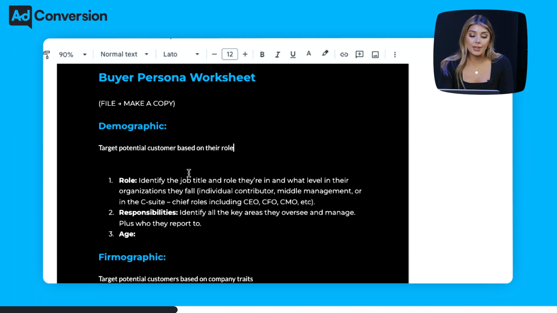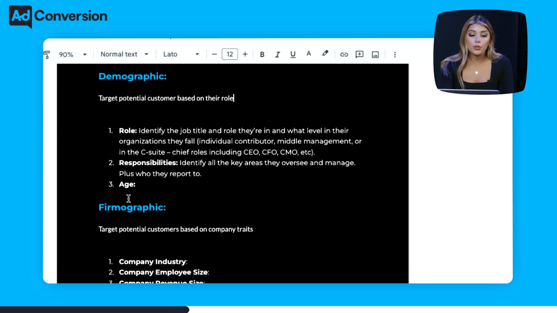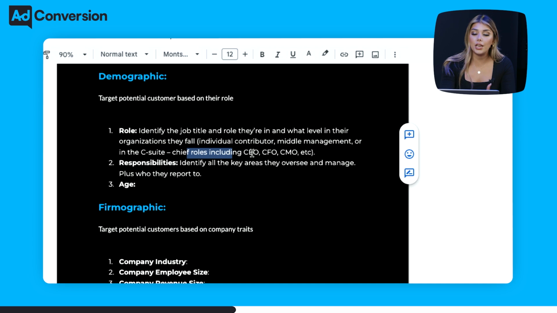Here's demographic segmentation. This is how you're going to target your potential customer based on their role. There are 3 main categories in demographic segmentation. You've got their role, their responsibilities, and their age. For the role, just identify the job titles and the role that they're in and the level of the organization that they fall within. So for instance, if they're in the C-suite, what are their roles? The CEO, CFO, or CMO. And with responsibilities, just identify the key areas that they oversee and manage. And then put in the age.